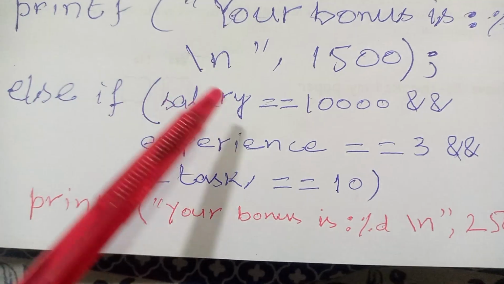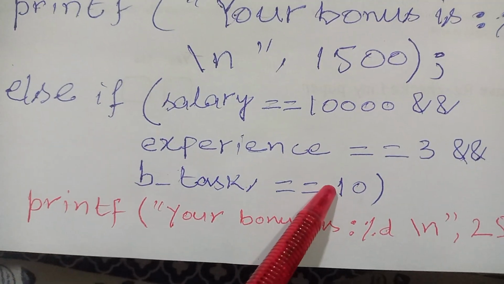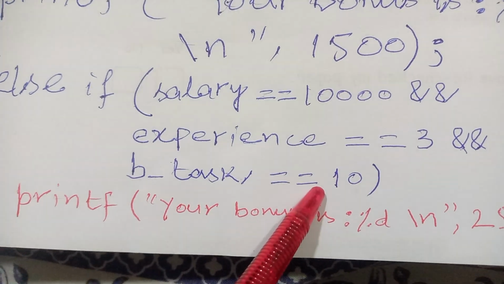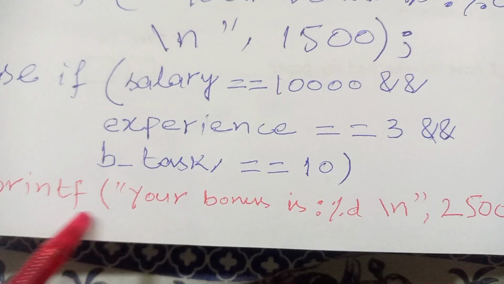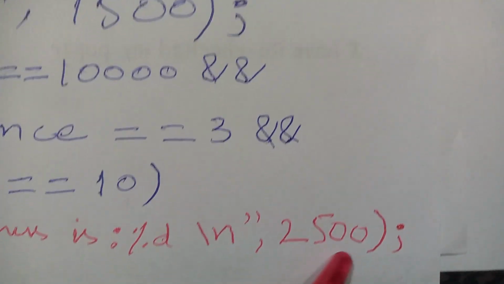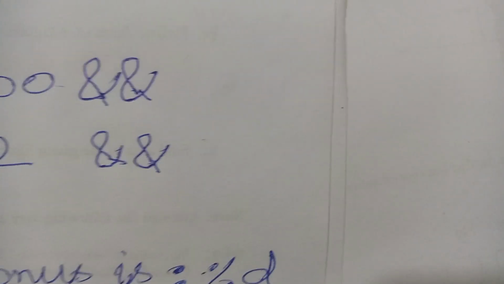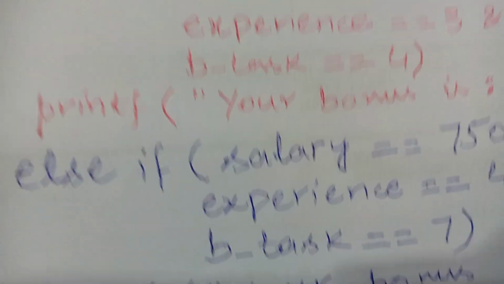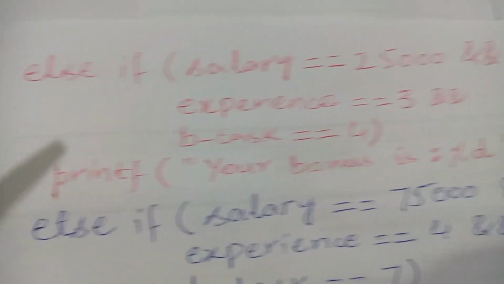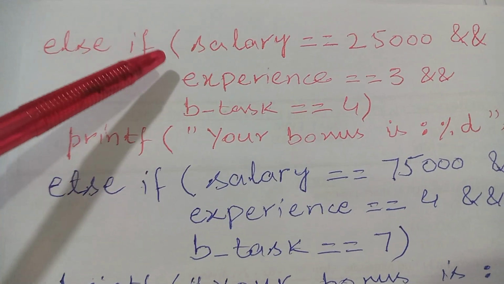Same variables are used as we have used earlier, but the values are changed in some variables. If these expressions are true, then this statement will be executed: print your bonus is 2500. Else we will check the next part of the program. Here is the next part. In this, we will check the remaining values of the variables.